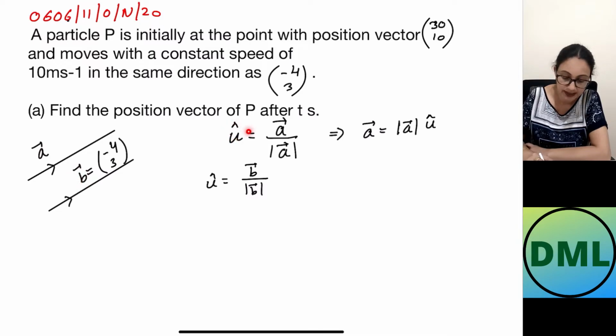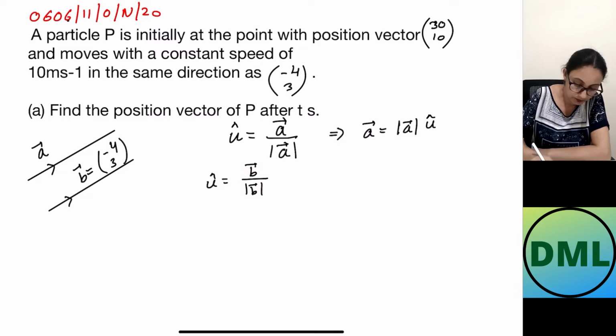So I will apply the same formula. Unit vector is equal to vector A over magnitude of vector A. So the vector A will be written as, doing the cross multiplication on the left hand side, magnitude of A and unit vector. Magnitude of A is given to us as 10 meter per second. Only thing I need to find out is the unit vector. So the unit vector of the vector B is vector B over magnitude of vector B.